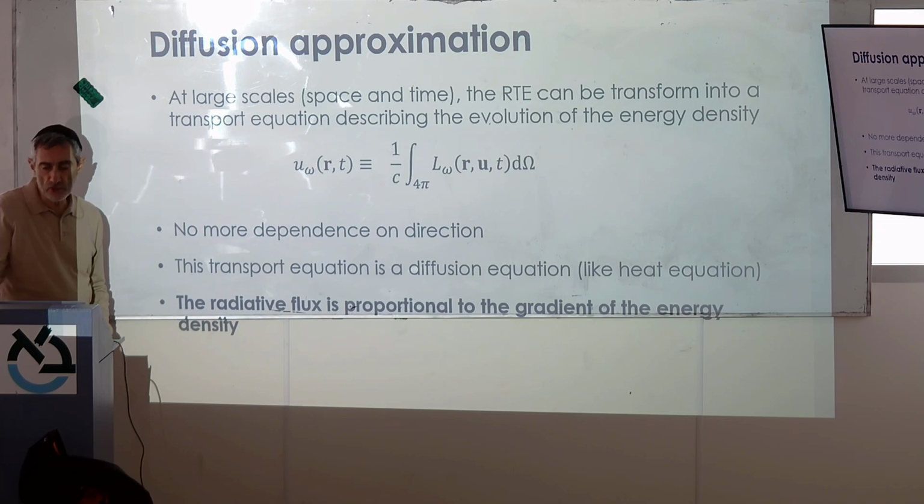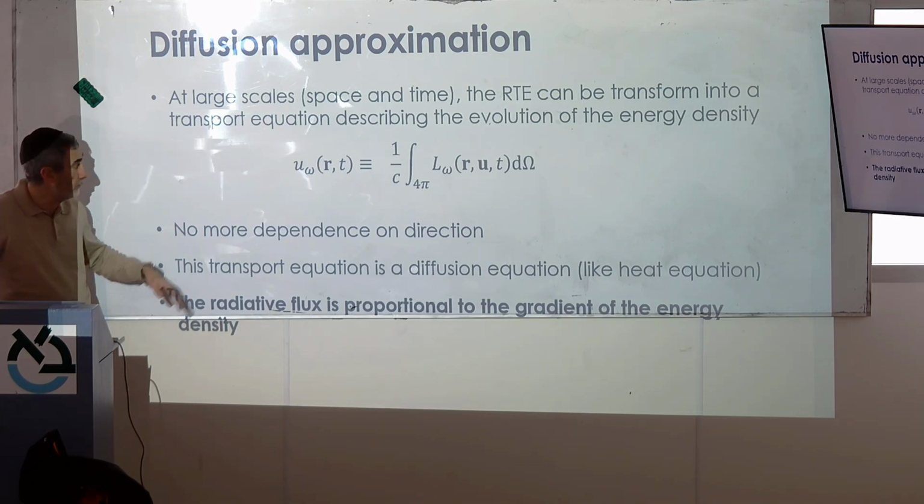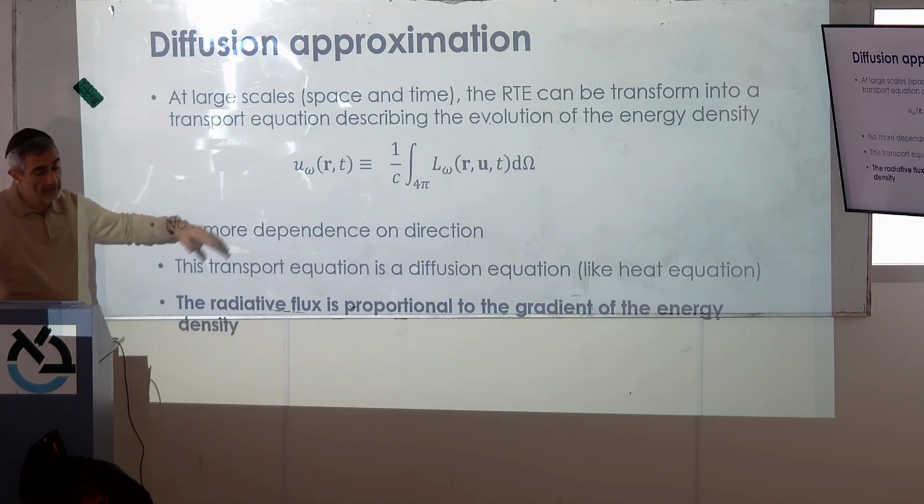So in this chapter, I will show you that on large spatial and temporal scales, the radiative transfer equation can be transformed into a transport equation, which describes not anymore the specific intensity, but the evolution of the energy density. You remember, the energy density is the integral of L over all directions of space. So we are going to consider a transport equation for this quantity.